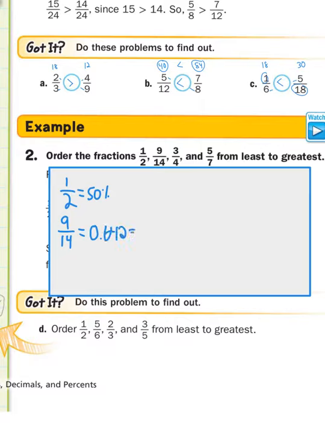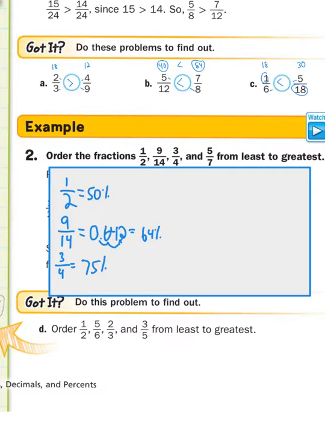And then I'm going to move my decimal twice to the right. It's 64.2%, but I'm just going to round that to 64%. That's probably all I'll need. Now for 3/4, you can do 3 divided by 4 if you want, but you might be like, hey, I know 3/4 is 75%. That will save you some time.